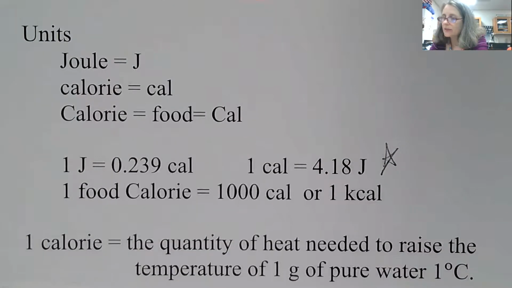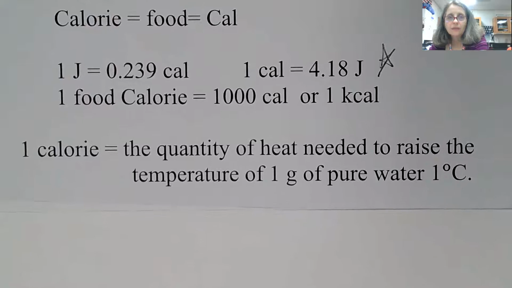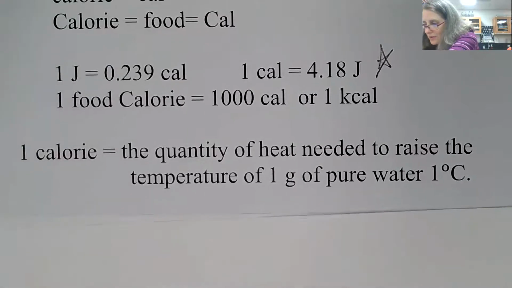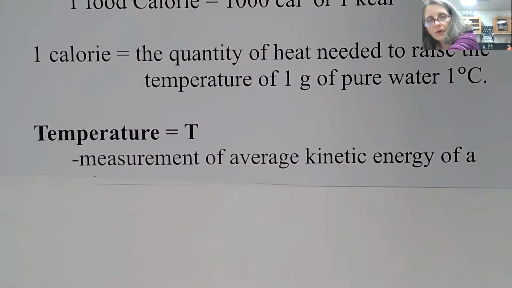So what is a calorie? A calorie is the quantity of heat needed to raise the temperature of 1 gram of pure water 1 degree Celsius. So that's our definition of a calorie, based off of pure water. How much energy does it require to take just 1 gram of pure water up 1 degree Celsius? Again, degrees Celsius, what is that in terms of units?